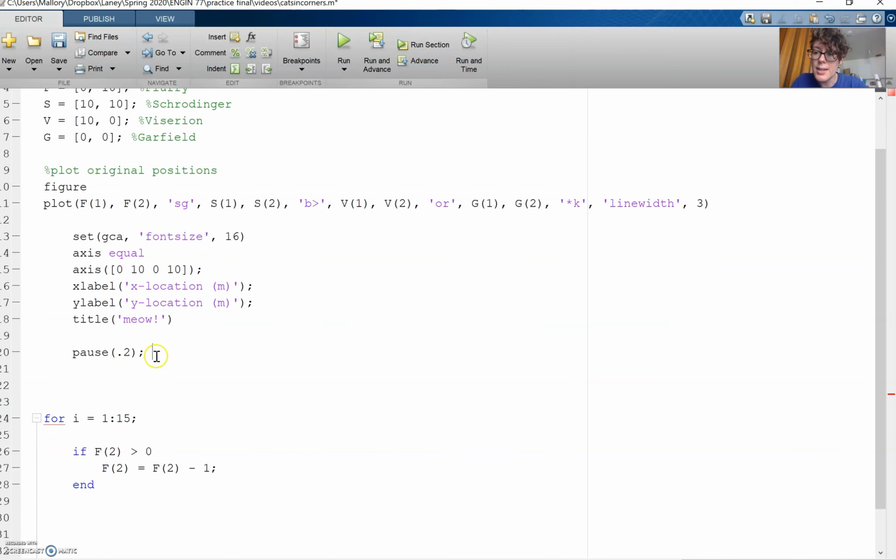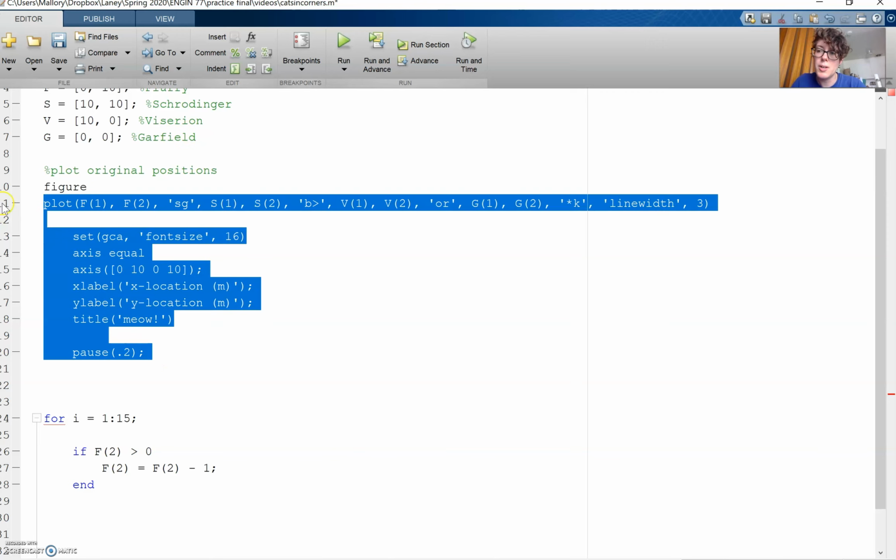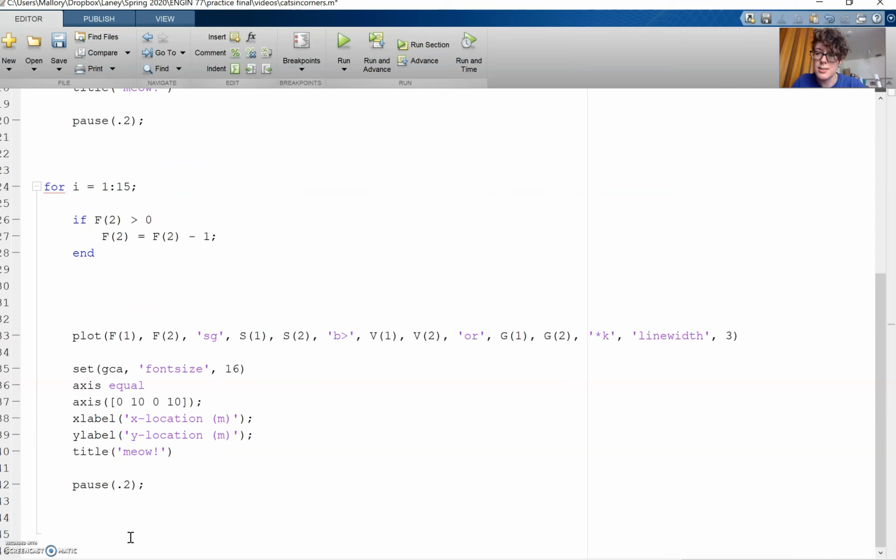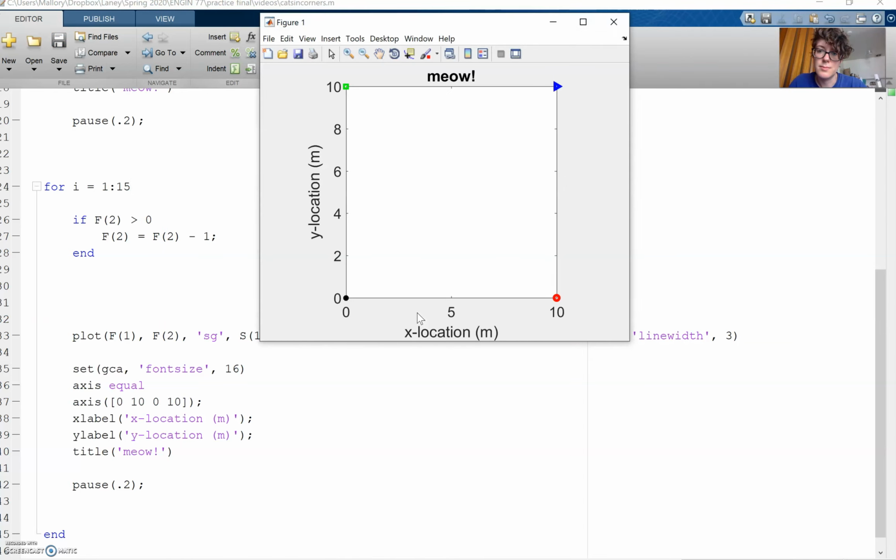And then here we're going to plot again in our for loop. We don't want to create another figure, so we're not going to copy that figure, and then let's do end. So if I run this now, I should have my F location. So my green square should be moving. Let's try it out. So we see each time step, the green square was moving towards Garfield until we stopped. The next two, so our blue triangle and our red circle, are going to be a little bit more complicated. So let's look at those next.